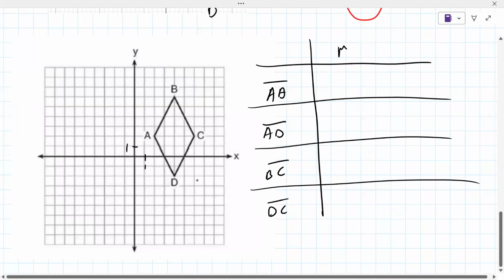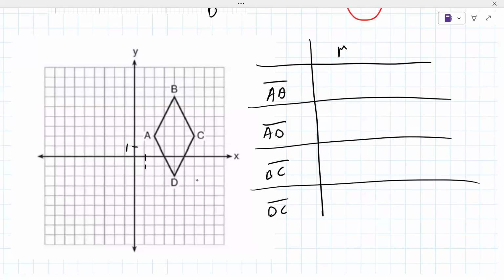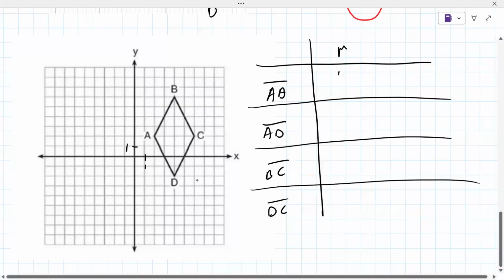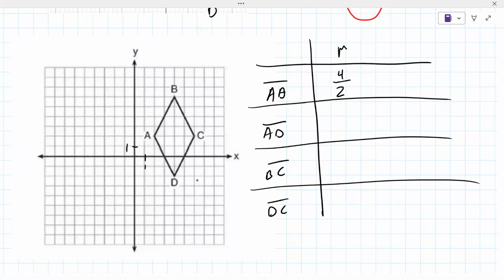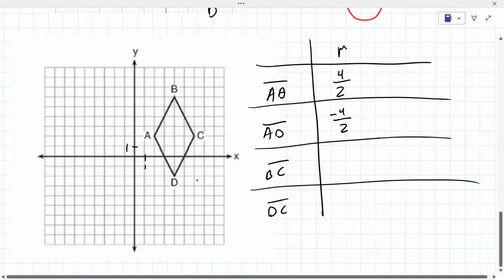Okay. A to B, right? Yes, A to B. A to B would be 4 and 2. You got to say 4 over 2. 4 over 2. Good. Keep going. A to D would be -4 and 2. Okay. Is that correct? Yep.